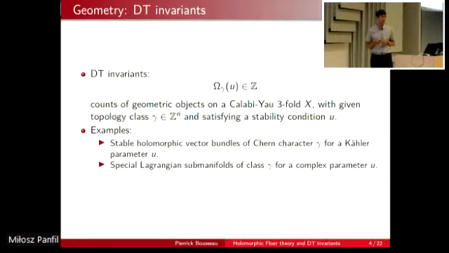Typical examples are counts of stable holomorphic vector bundles on the Calabi-Yau threefold with fixed Chern character gamma, for a stability condition prescribed by a choice of Kähler parameter u. Or a different counting problem involves special Lagrangian submanifolds of the Calabi-Yau threefold of given homological class gamma, where the notion of special Lagrangian is prescribed by a choice of complex parameter u. And these two classes of counting problems are exchanged by mirror symmetry for the mirror Calabi-Yau threefold. So that is the geometric point of view on DT invariants, the integers counting objects on a Calabi-Yau threefold.